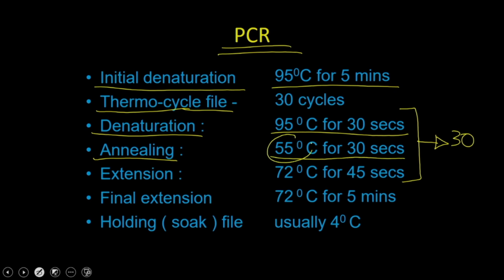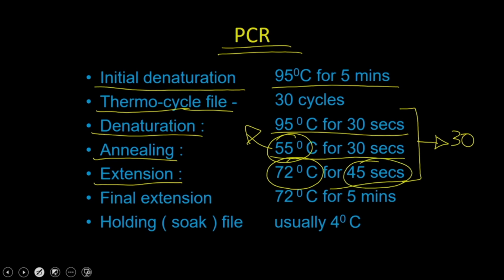then annealing, which is 55 degrees Celsius for 30 seconds. This is not fixed; it has to be decided based on the Tm as well as the annealing temperature of the primer dimers and such parameters. And then you have the extension. The extension will be at 72 degrees Celsius for another 45 seconds.